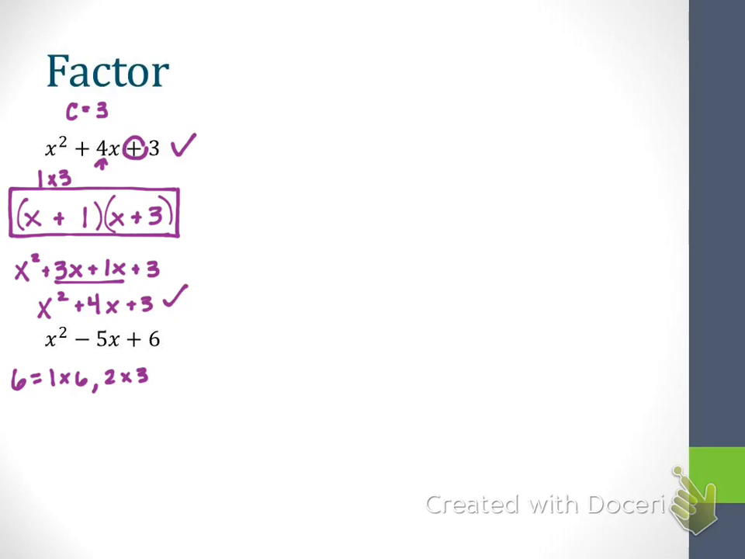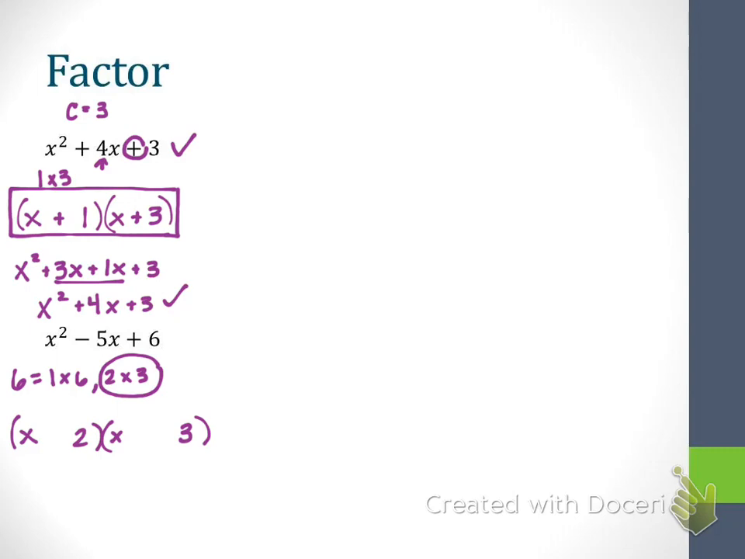Now I've got to find the ones that add together to give me 5. 1 plus 6. Does that add together to give me 5? No. 2 plus 3. Does that add together to give me 5? Yes. So I know that 2 plus 3 is my winner. That's going to be what's going to be in my answer. What is the first term always going to be? X. Then I'm going to plug in my numbers, 2 and 3.